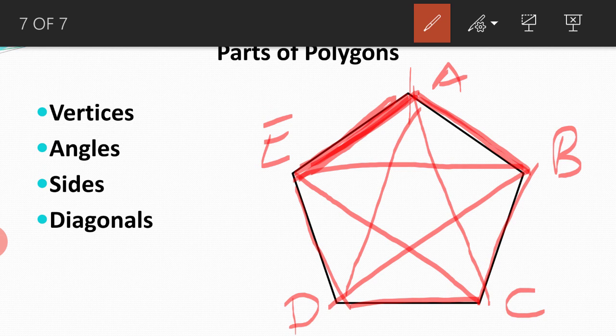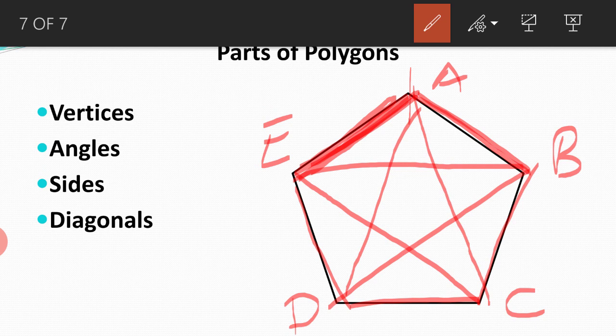So what are the parts of the polygon? Vertices, angles, sides. The number of vertices is equal to the number of angles is equal to the number of sides. And diagonals are the line segments obtained by joining non-adjacent points. So which are the diagonals I have shown here? AC, EB, EC, BD, then AD. So there are 5 diagonals drawn in this particular figure. I hope you have understood.